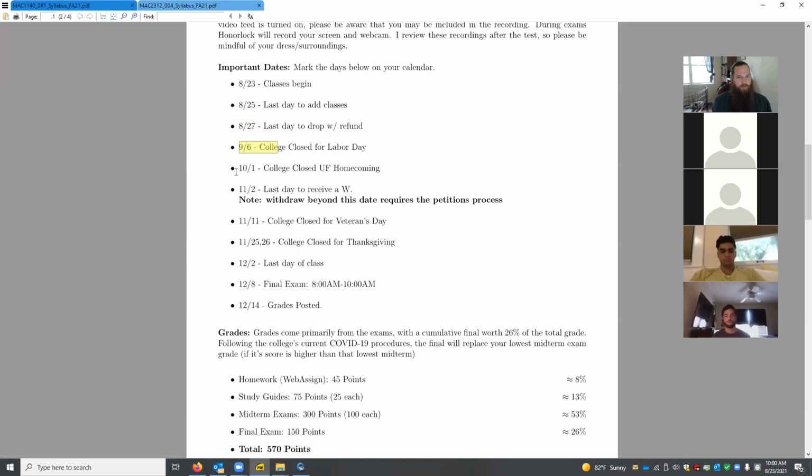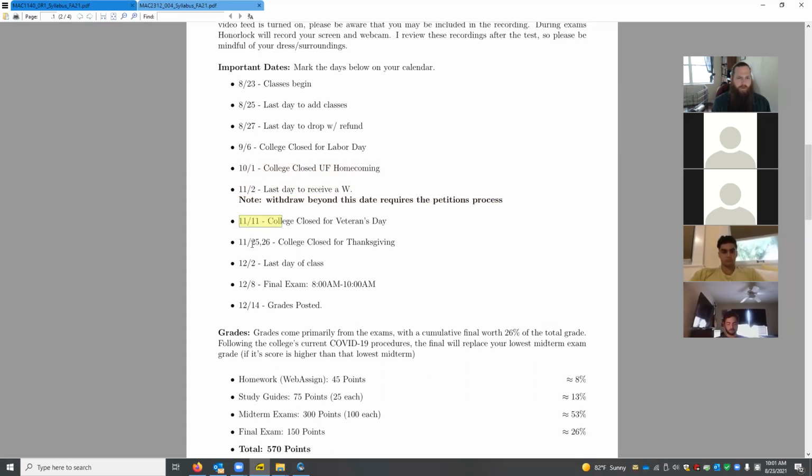Closed for Labor Day on the 6th of next month. Closed for whatever reason, because UF's homecoming, on the 1st of October. The last day to get a W, the last day to withdraw from the class, you don't get your money back, but you don't get a letter grade, you just get a W, which is certainly better than an F, is the 2nd of November. So if you hang in here beyond the 2nd of November, you're going to get an A through F letter grade for the class. But if you decide around this time, like, oh, there's no way for me to pass this class, or I just don't have time to study for the final, whatever it is, this is your last day to jump ship. A little note here: to withdraw beyond this day, you have to use a petition.